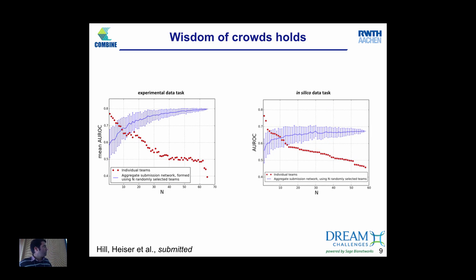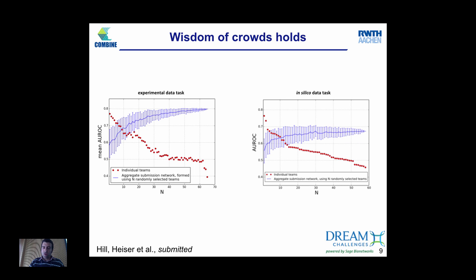So as in the other cases, we found that the wisdom of crowds holds, and this is the same type of analysis that Gustavo explained, of aggregating submissions randomly. As in that case, as you aggregate more and more teams, you get a better mean or median and also a smaller standard deviation. And again, this holds both for the in vitro and the in silico data in a very similar fashion.